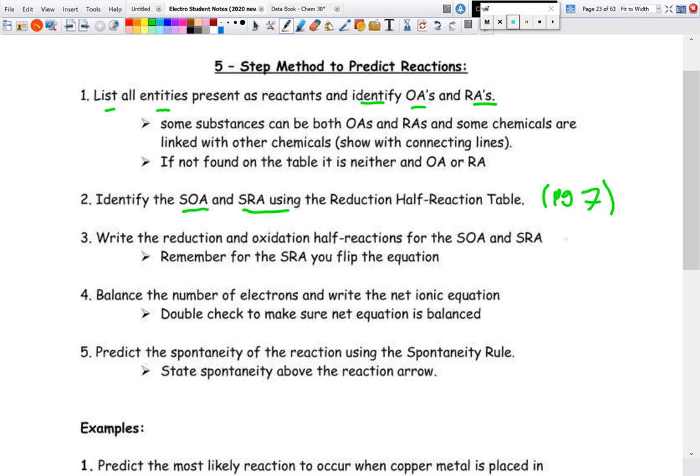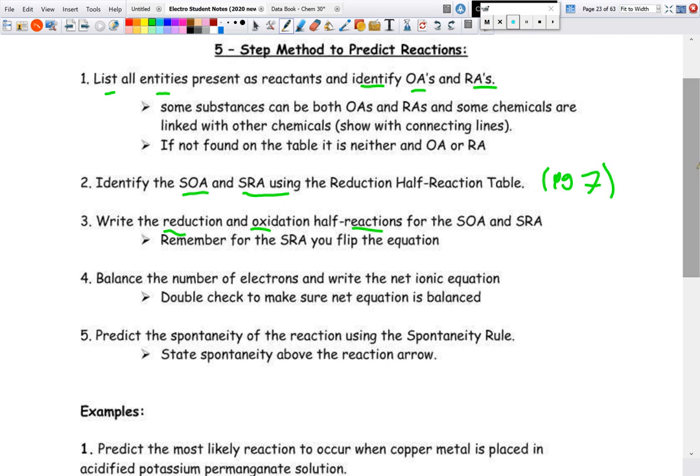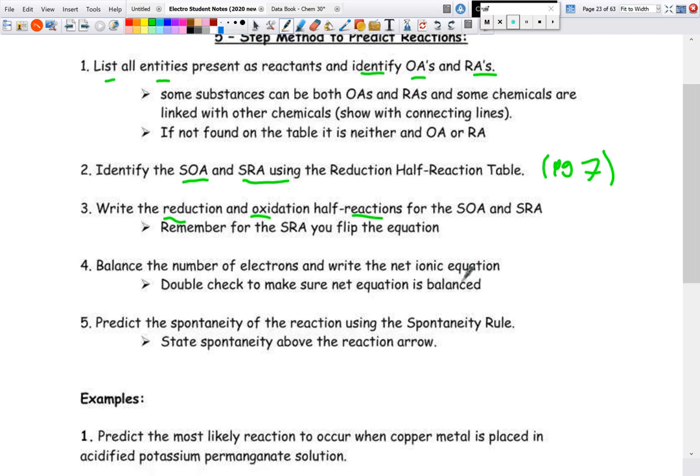Now, once we identify our strongest oxidizing and reducing agent, we're going to write the reduction and oxidation half reactions out as per the table. We're going to balance the number of electrons, so basically just adding them together. And then, of course, step 5 is we're going to predict the spontaneity using spontaneity rules.